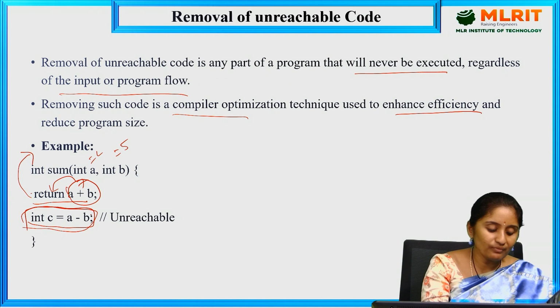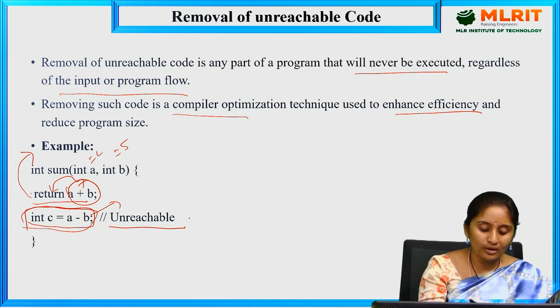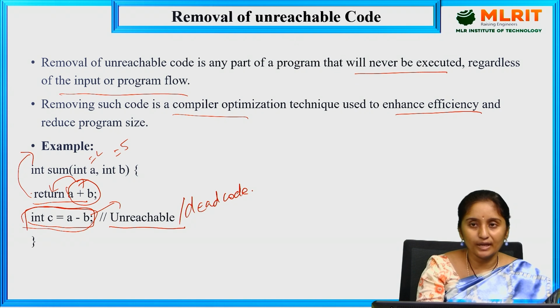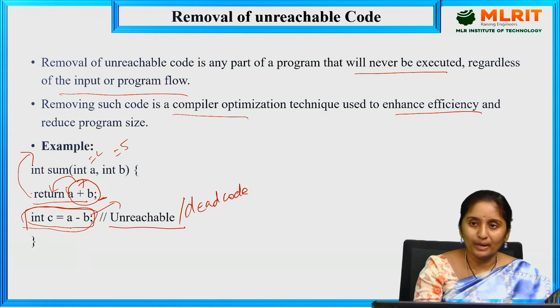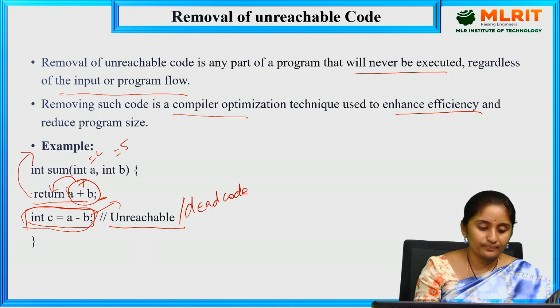So we are going to call it unreachable code, or we can also call it dead code. This code is not at all used in the program. Why? Because after completing the return statement, the control moves from here to the main program. So in this way, we are going to remove the unreachable code.